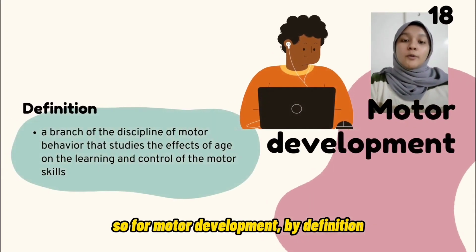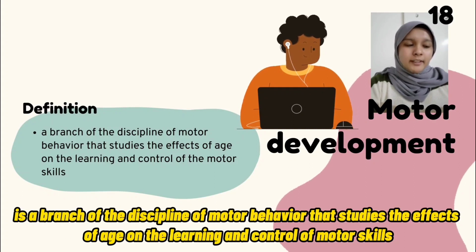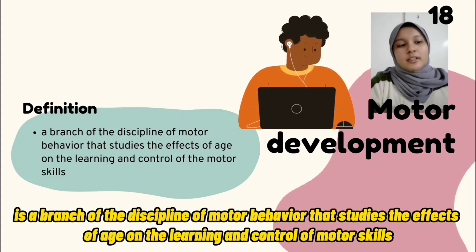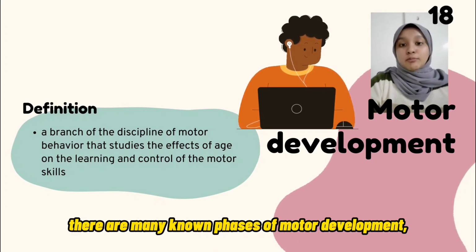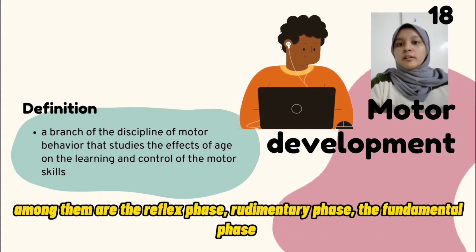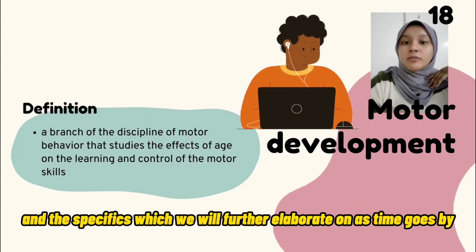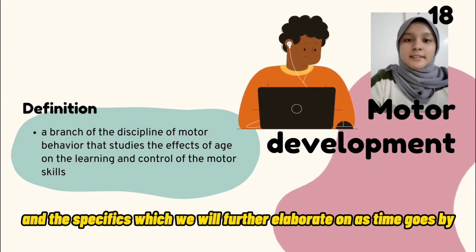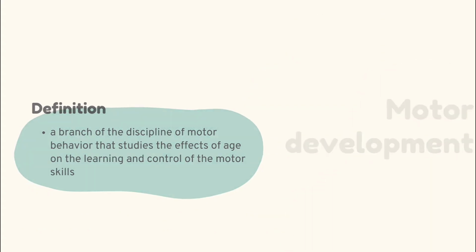Motor development, by definition, is a branch of the discipline of motor behavior that studies the effects of age on the learning and control of motor skills. There are many known phases of motor development. Among them are the reflex phase, the rudimentary phase, the fundamental phase, and the specialized phase, which we will further elaborate on as this presentation goes by. So, sit tight and watch.